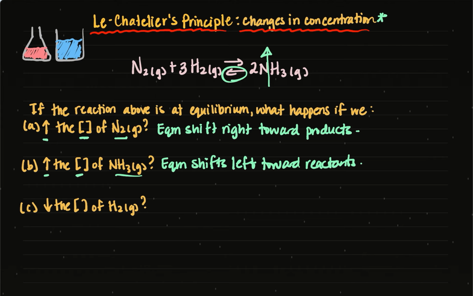Okay, and that again has to do with collision theory. There's a greater chance of your products colliding and reacting now because you have more of them. Okay, now what about our third example?